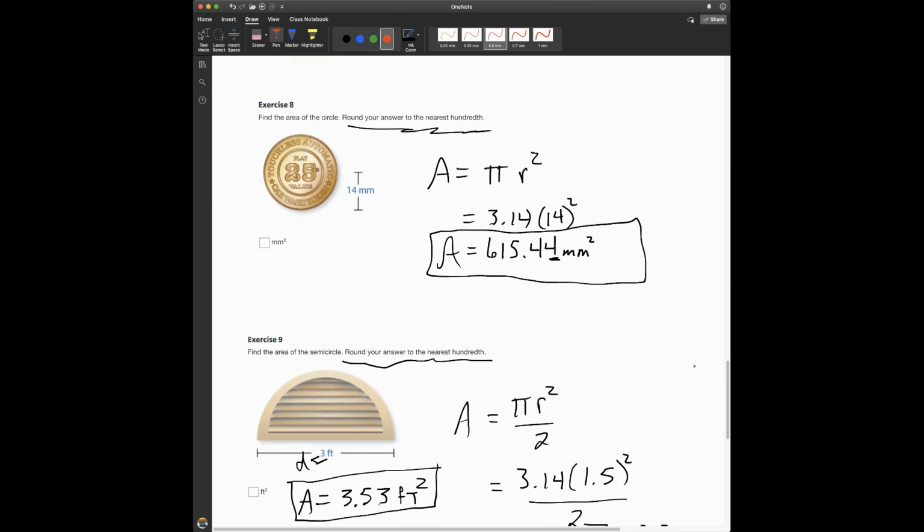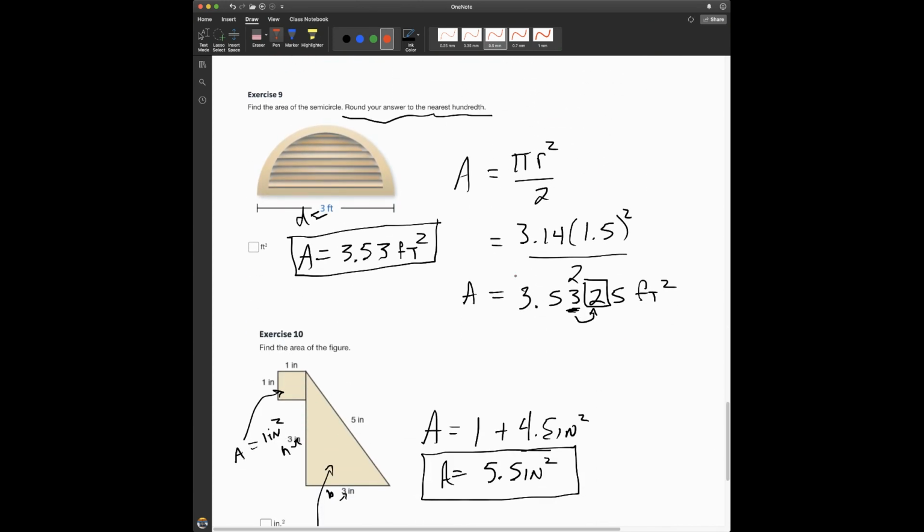For number 8, again, I use the formula for the area of a circle. And now this value does represent my radius. So I plug that here into the formula. I square it, 14 times 14 times 3.14, and I get this as my answer, and it's already rounded to the nearest hundredth, so I'm good.